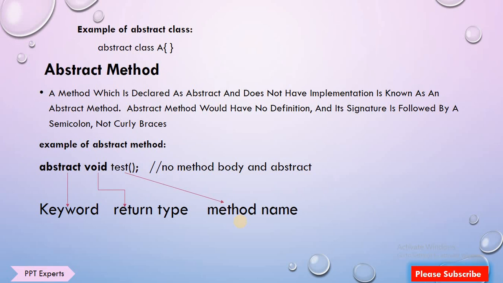Next, what is an abstract method? A method which is declared as abstract and does not have implementation is known as an abstract method. So we only declare the abstract method, we do not define it. An abstract method has no definition and its signature is followed by a semicolon, not curly braces. An example of an abstract method is the abstract keyword, then the return type, and the name of the method.